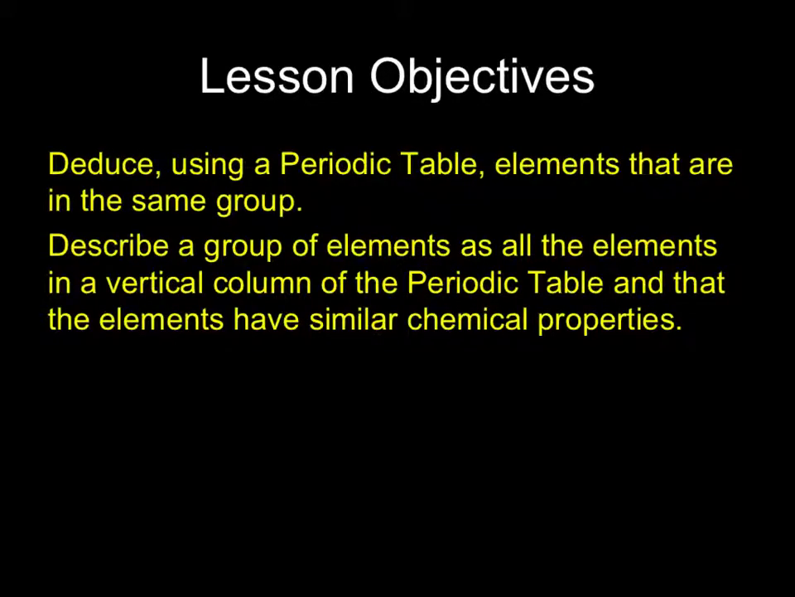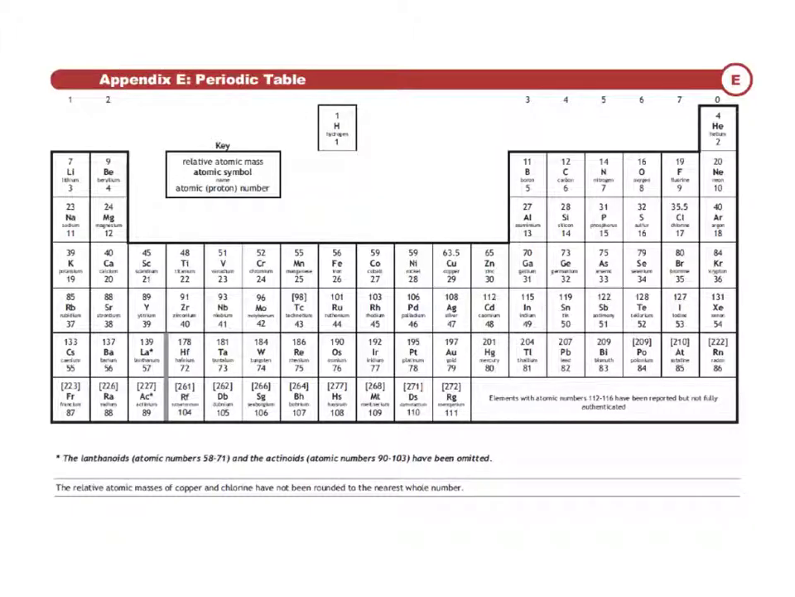You need to be able to use a periodic table, which is given to you in your exam paper, to deduce elements which are in the same group and to know that elements in the same group have similar chemical properties. So just to remind you, a group of the periodic table is a vertical arrangement of elements, such as this one called group 1 and this one here called group 7. These are the two groups you have to know most about in the periodic table and which you will learn about specifically in terms of their chemical reactions.